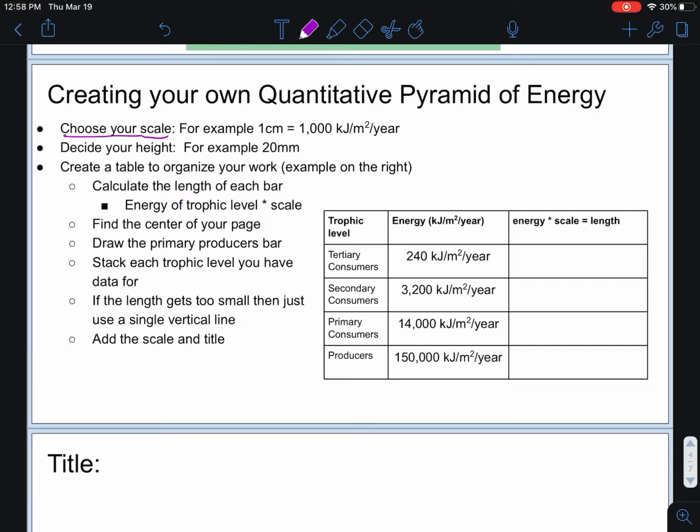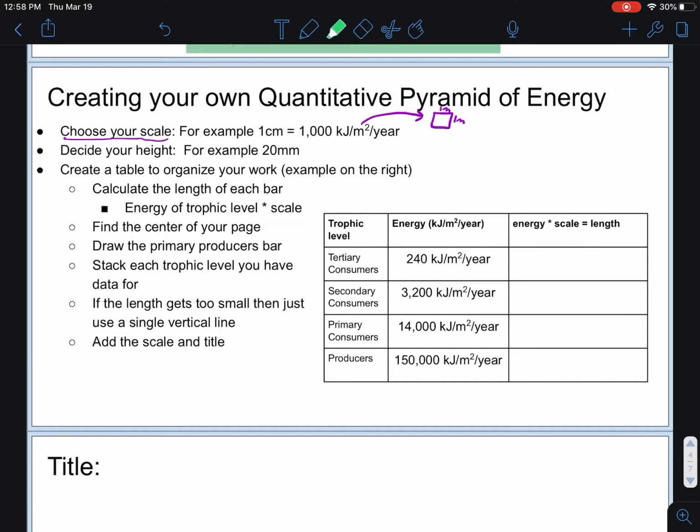So kilocalories or kilojoules, that's the actual energy. Meter squared means a 1 meter by 1 meter plot of land. Per year is how many organisms go in and out of that plot of land per year. Accounts for growth and accounts for migration.